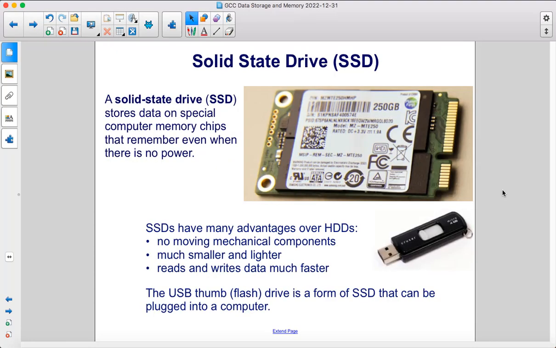A solid-state drive, or SSD, stores data on special computer memory chips that remember even when there's no power. SSDs have many advantages over HDDs because there's no moving mechanical components, they're much smaller and lighter, and they read and write data much faster. The USB thumb, or flash drive, is a form of SSD that can be plugged into a computer.